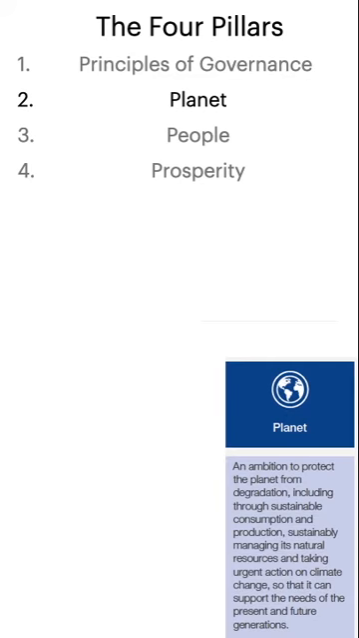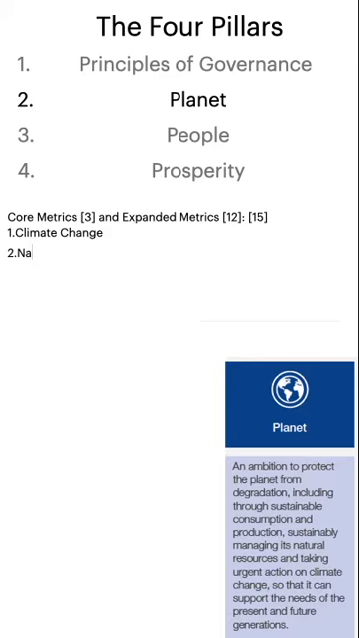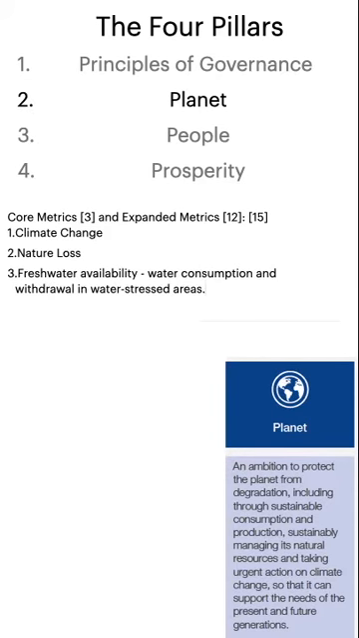Pillar 2. Planet, an ambition to protect the planet from degradation, including through sustainable consumption and production, sustainably managing its natural resources, and taking urgent action on climate change so that it can support the needs of the present and future generations. Pillar 2. Core metrics, 3, and expanded metrics, 12. Total, 15. 1. Climate change. 2. Nature loss. 3. Freshwater availability, water consumption and withdrawal in water-stressed areas.